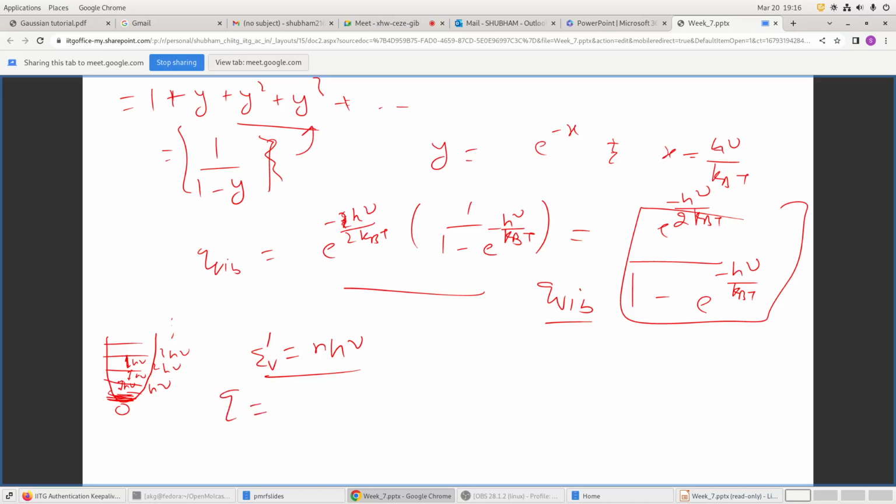Then Q vibrational dash, let's say it is Q vibrational dash, will be the summation of e to the power minus Ei by kBT. So again we will expand this. This will be the summation, e to the power, then at ground level it will be e to the power 0, so it is 1, plus e to the power minus h nu by kBT plus e to the power minus 2h nu by kBT, and so on.